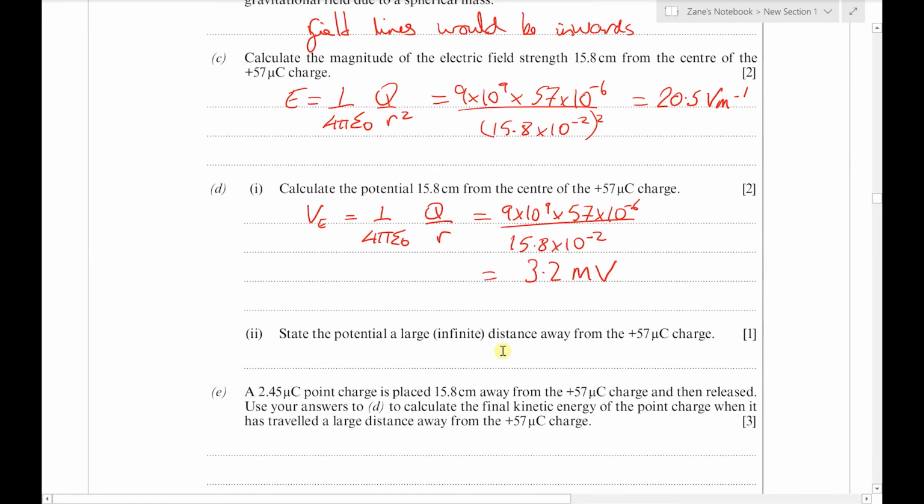Next we're asked to state the potential a large, infinite distance away from the 57 microcoulomb charge. Well, if we understand the definition of electrical potential at a point, which is the work done in moving a unit positive charge from infinity to that point, then automatically the potential at infinity is 0. If you're already at infinity, you don't need to do any work in moving a charge to infinity.